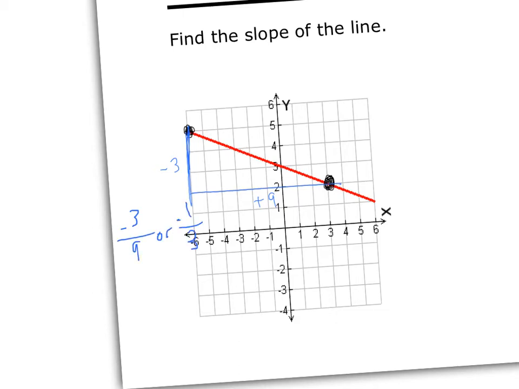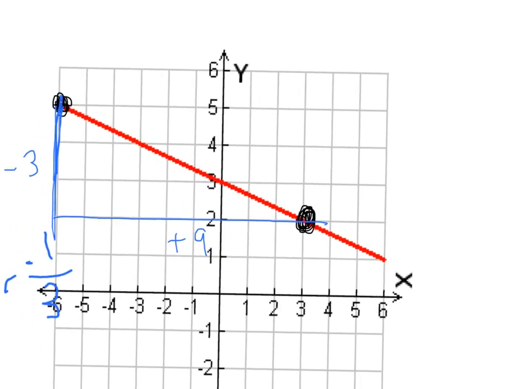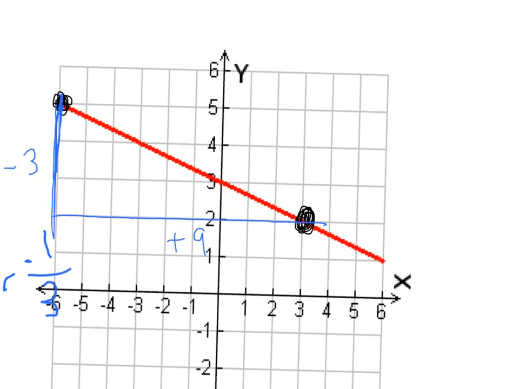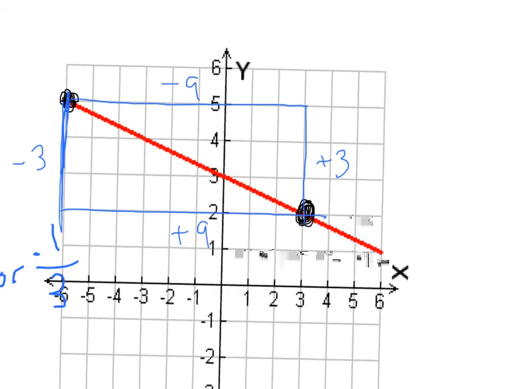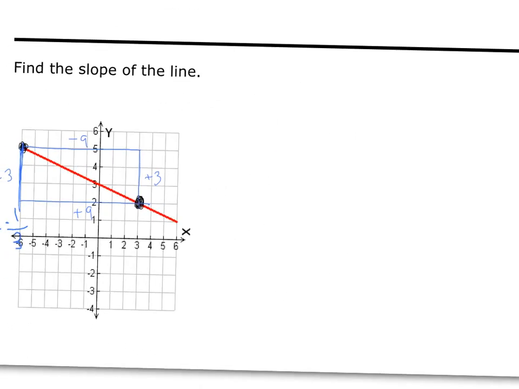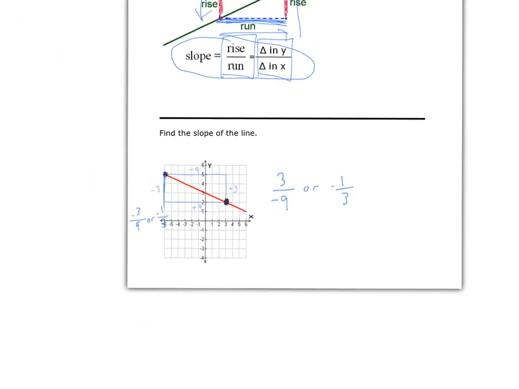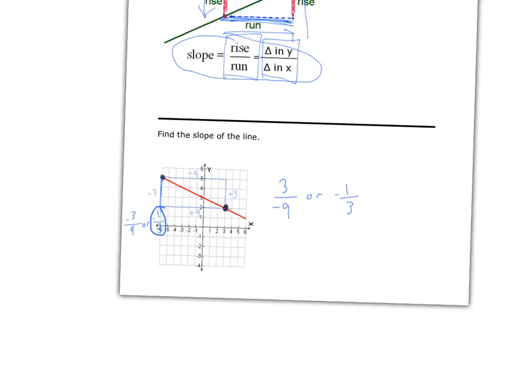-1/3. Now you can do it the other way too. I want you to see that this works. Okay, you can rise from this point, go up 1, 2, 3. So that's a +3. And then you can go left 9. 1, 2, 3, 4, 5, 6, 7, 8, 9. Okay, so -9. And you'll see that if you do your rise, 3 over -9, if you go ahead and reduce that, you still get your -1/3. Okay, so no matter which direction you go, you're still going to get the same slope, -1/3.